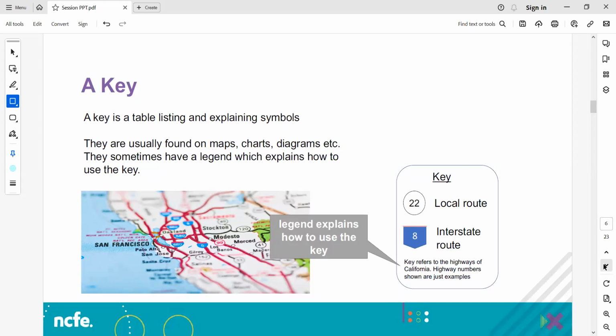The legend is a general explanation of what the key is telling us. So it says here, key refers to the highways of California. Highway numbers are just examples. So as I've explained, the 22 in the circle, it could be any number. It's just showing you what the number in the circle means on the map. And the legend explains this. It explains how to use the key.